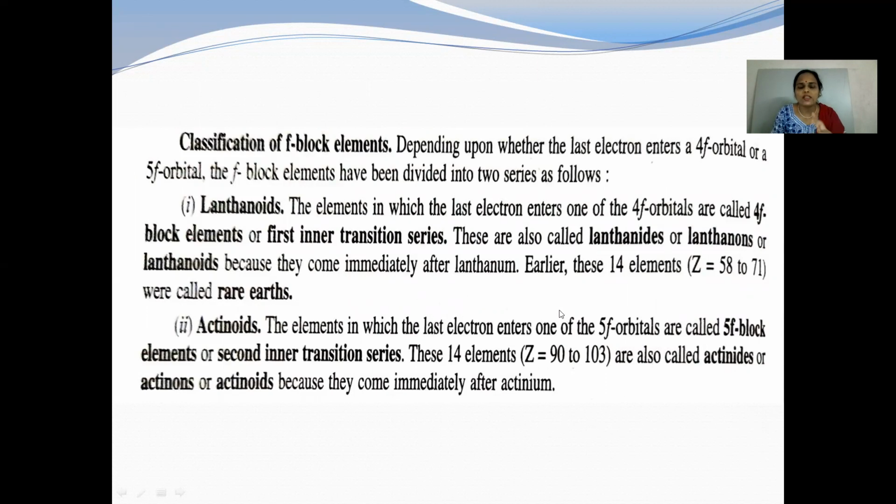Classification of F block elements. There are two series of F block elements, and they are the 4f series called lanthanoid elements and the 5f series called actinoid elements respectively.